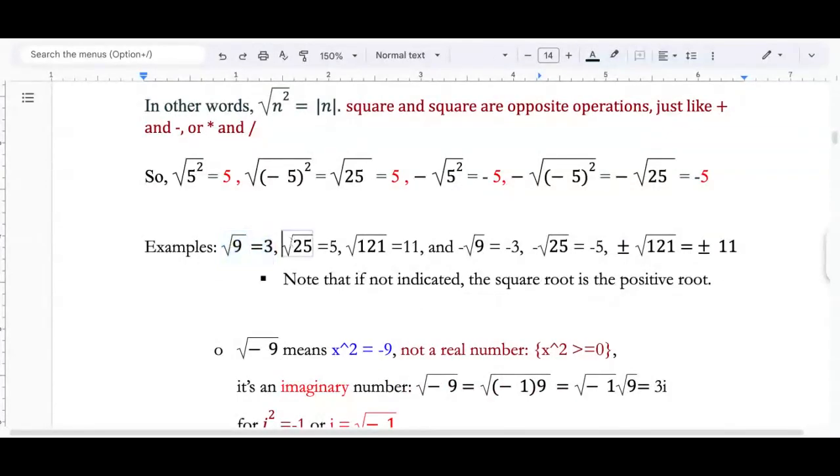Square root of 9 is 3, square root of 25 is 5, square root of 121 is 11. Negative square root of 9 is negative 3, negative square root of 25 is negative 5, plus or minus square root of 121 is plus or minus 11. Square root of 0 is 0. Square root of 1 is 1. Okay, those two numbers are special. It's just itself.